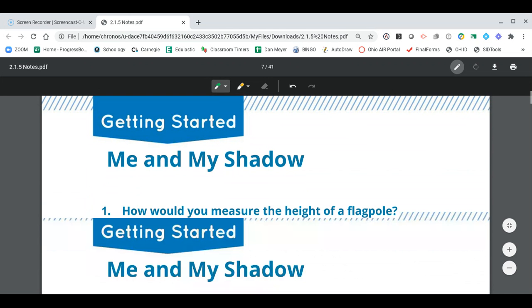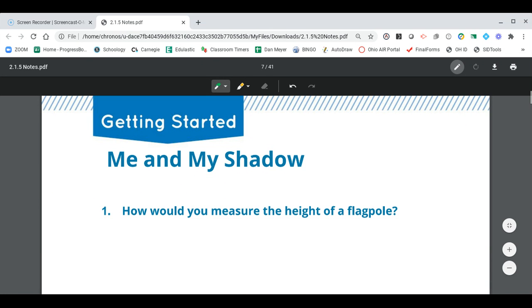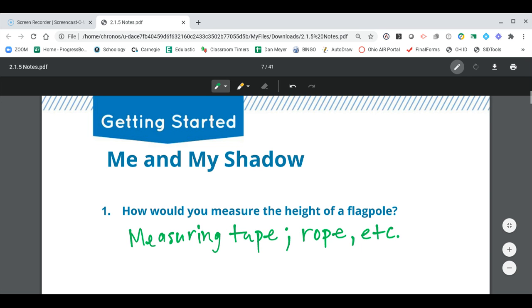So getting started, this is on page 80 for you as you follow along in your workbook. Question 1 says, how would you measure the height of a flagpole? So think about it. I don't know, you could say a measuring tape. Maybe you're thinking a measuring tape is definitely not long enough, so maybe a rope. But we do know that it's going to be difficult to measure a flagpole because it is pretty tall.